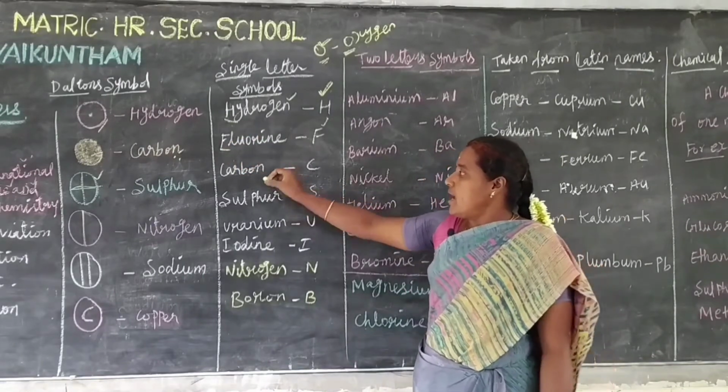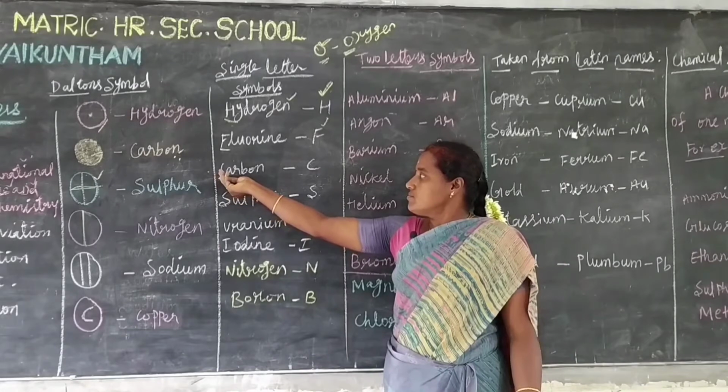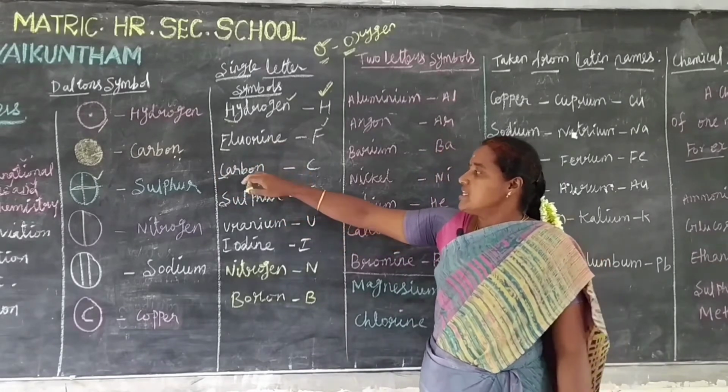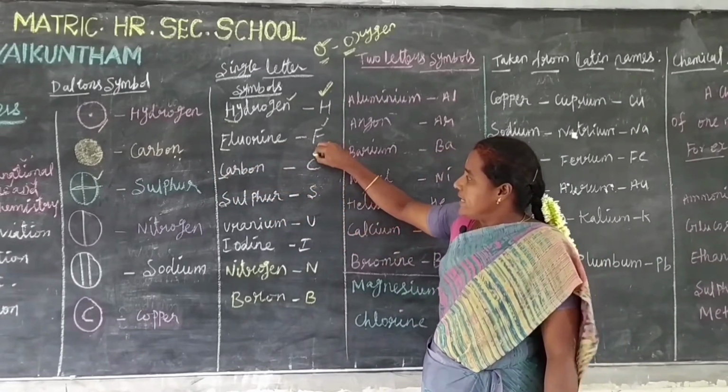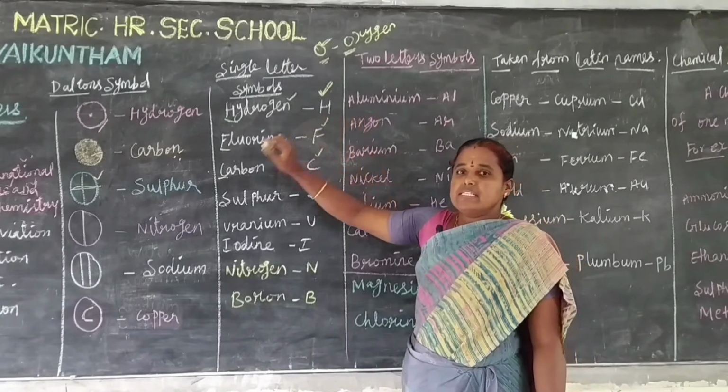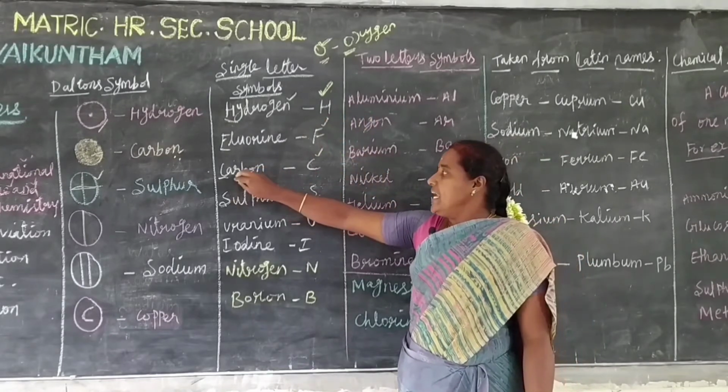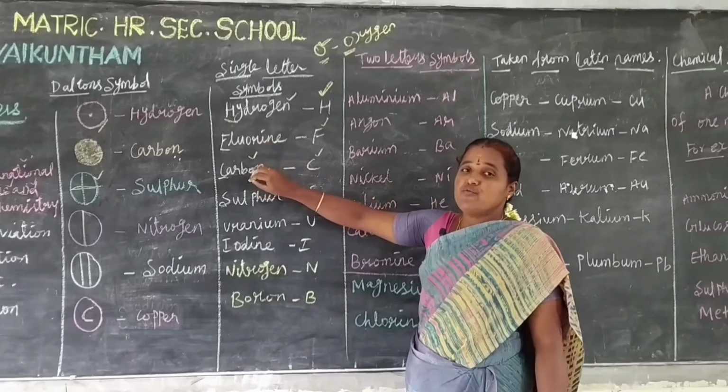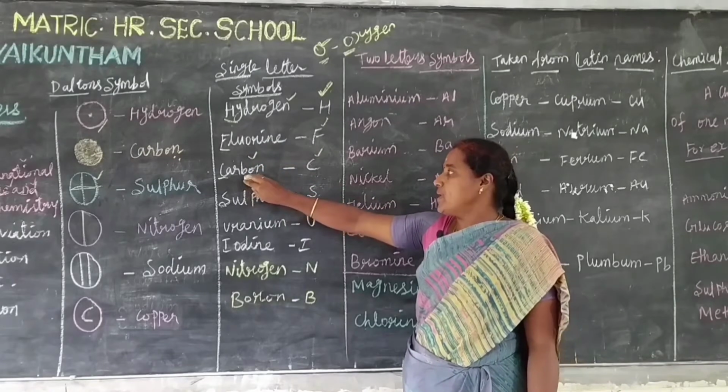Next one, carbon. The symbol for carbon is capital letter C, which is the first letter of the name carbon.